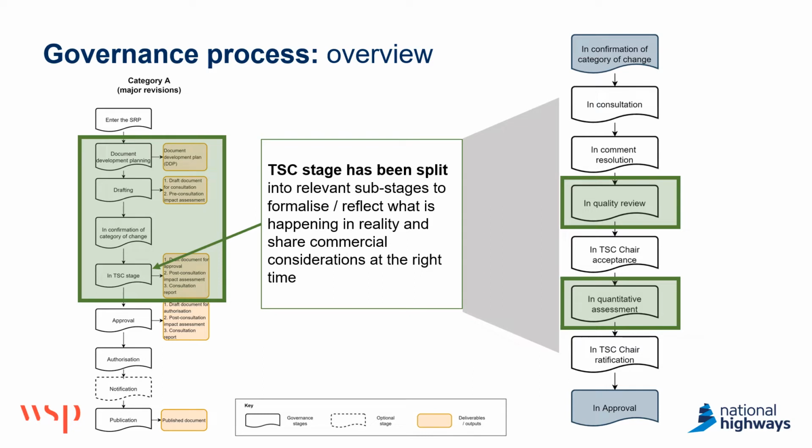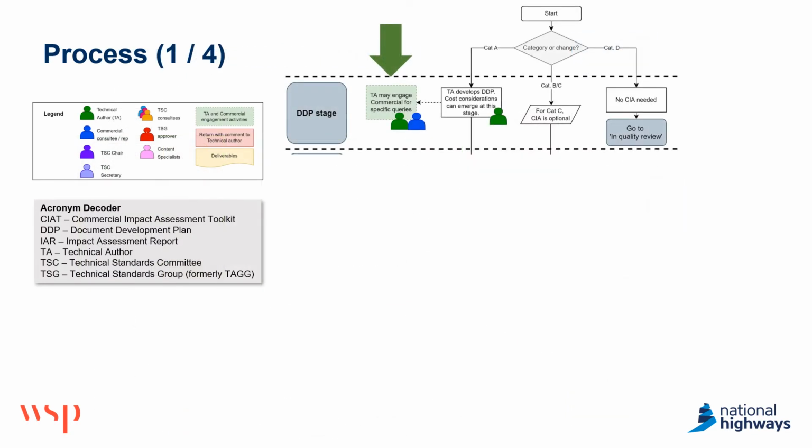Let me now present the different stages and explain what is relevant to you. Let's start with the document development planning stage. During this stage, the technical author will be developing the DDP, and commercial considerations may emerge. Technical authors can then engage commercial to ask queries, and commercial will be available to support.